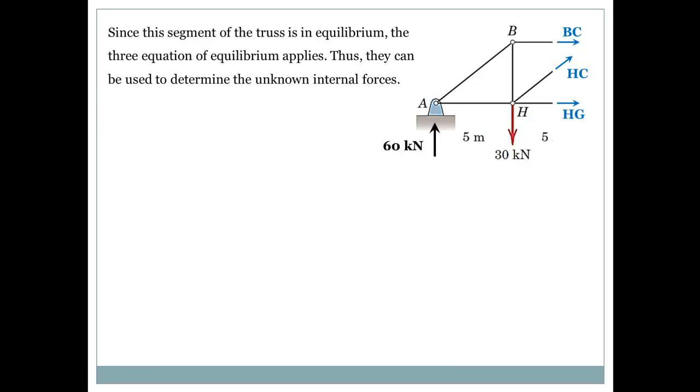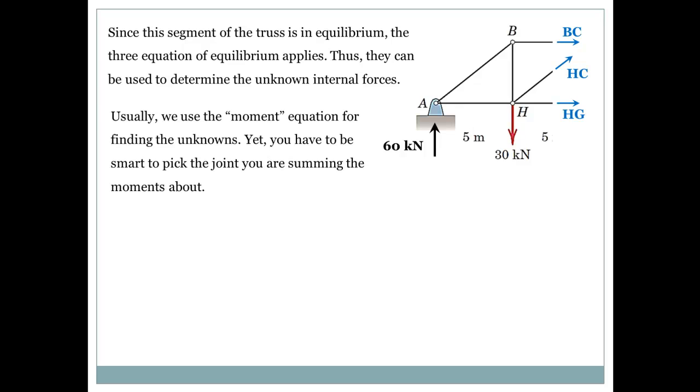Since this segment of the truss is in equilibrium, the three equations of equilibrium apply. The summation of the forces in the x direction is 0, the summation of the forces in the y direction is 0, and the summation of the moments about a point in this piece of the structure is 0. So we can use these equations, but we will use the moment equation, which is much faster in most cases for finding the unknowns. Yet you have to be smart to pick the joint you are summing the moments about.